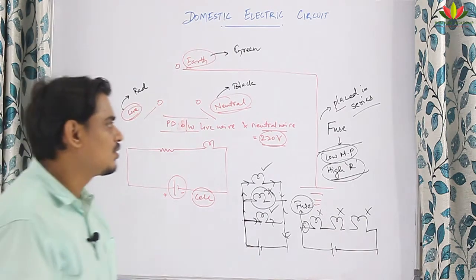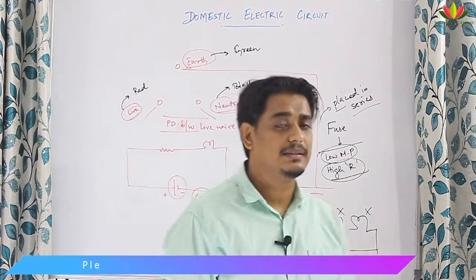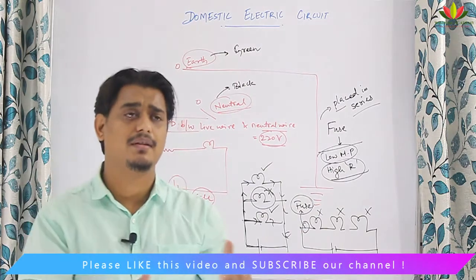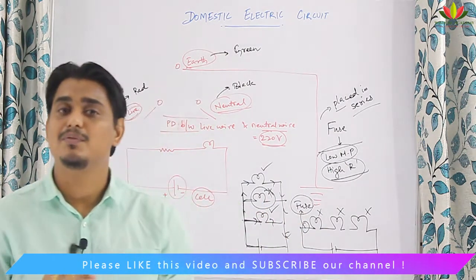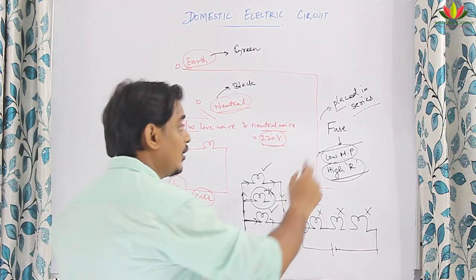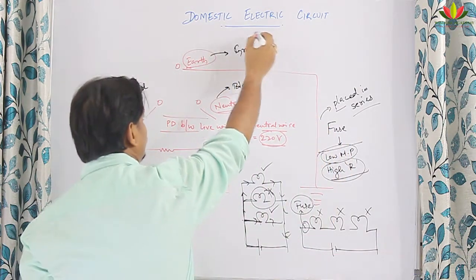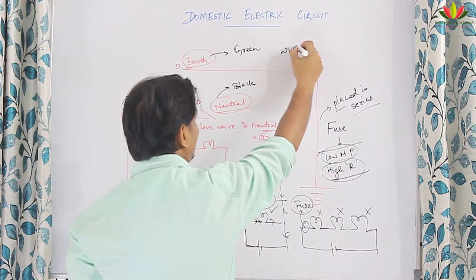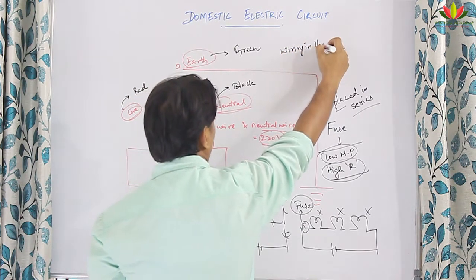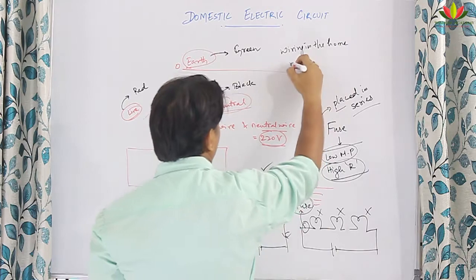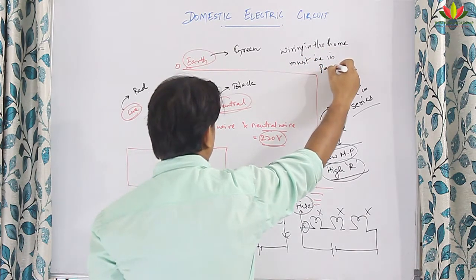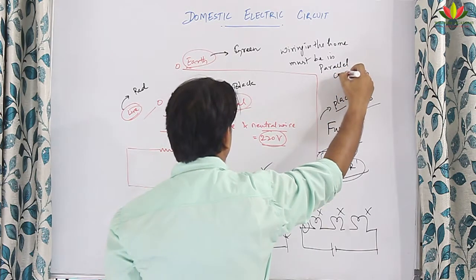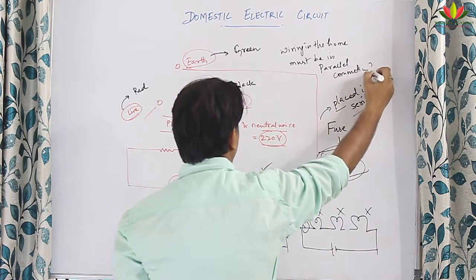And one more thing I told you in the previous class, that whenever we are doing this domestic wiring, all the wiring is done in parallel. I'm not talking about the fuse, I'm talking about wiring. So, wiring in the home must be in parallel connection. Why is that? Why should we give parallel connection?